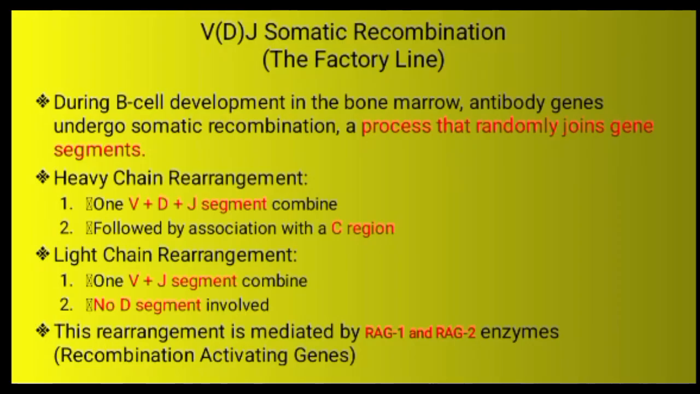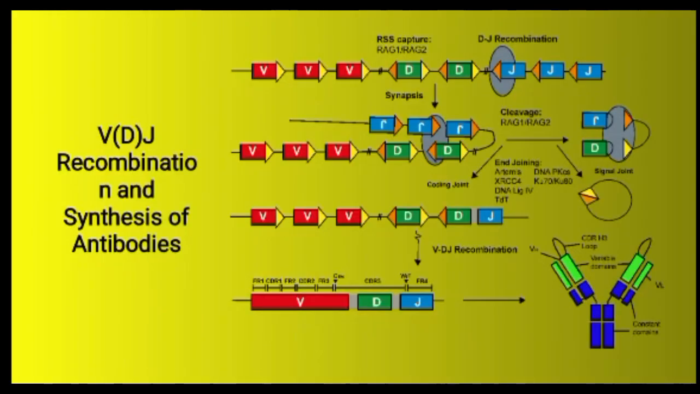Now the rearrangement is mediated by what are called the RAG1 and RAG2 enzymes, the recombination activating genes. These recombination activating genes land in a landing pad, which is called the recombination signal sequence. They go into the gene and capture the variable region, the diversity region, and the joining region, and they merge them together. So when they merge them together, they become one continuous and complete gene.